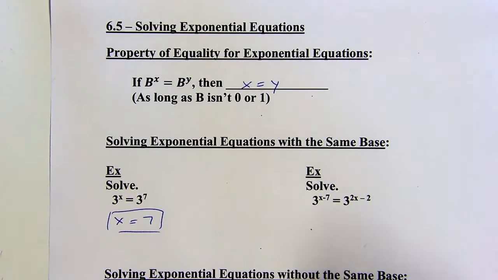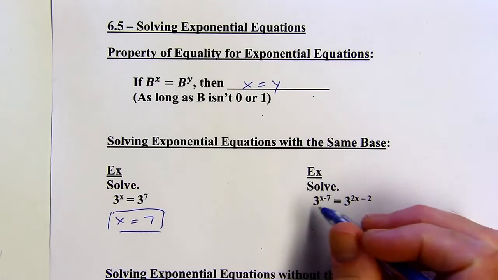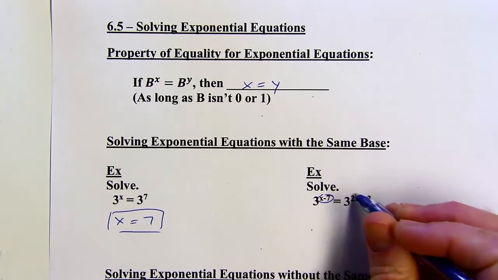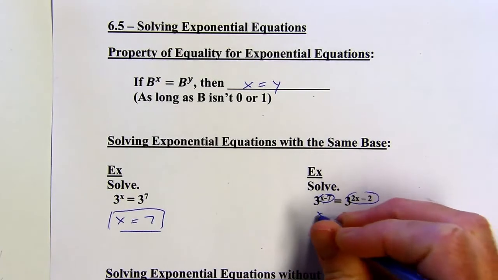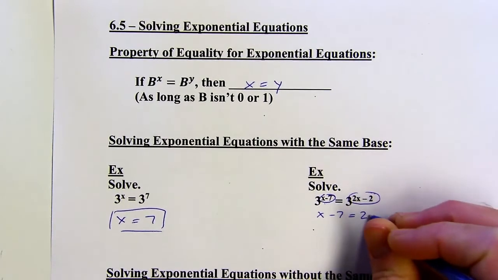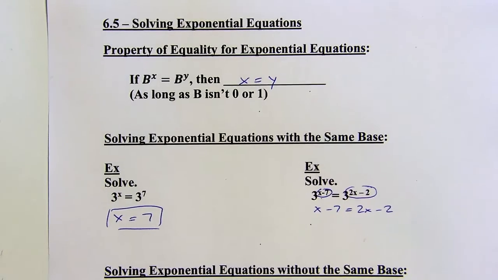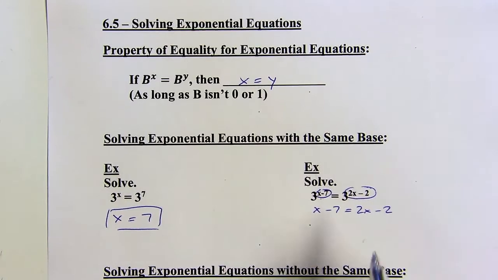Okay, and then we can use the same idea here. 3 raised to this equals 3 raised to that. So that means this and that are equal to each other. So I can say x minus 7 is going to equal 2x minus 2. Okay, now we've got to do a little bit more work to solve for x here.